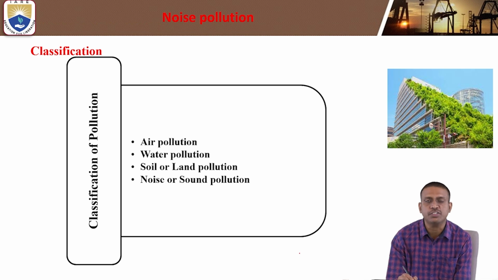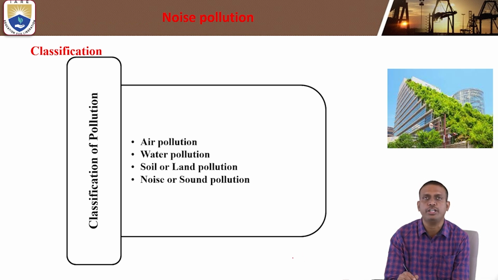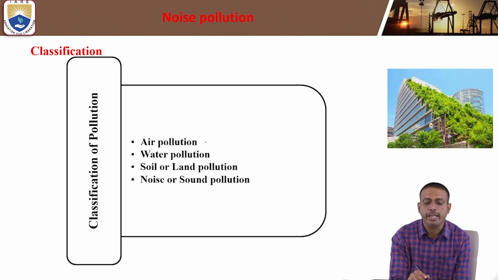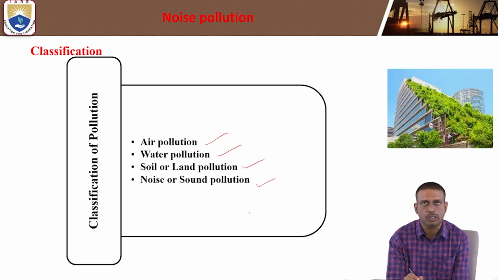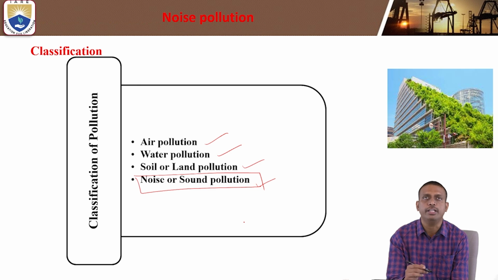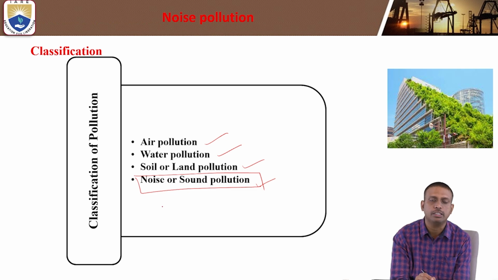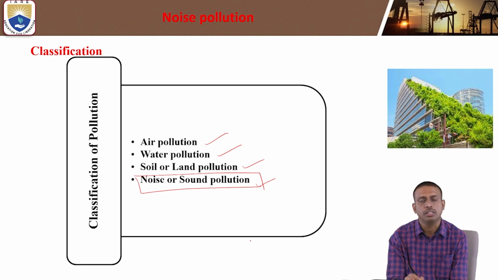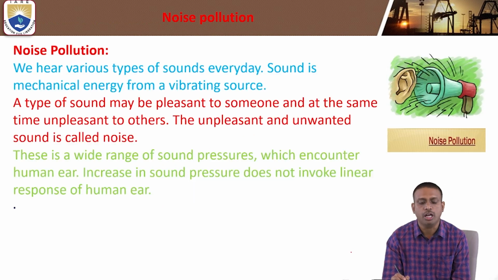Coming to the classification of pollution, pollution has been classified into the following types: air pollution, water pollution, soil or land pollution, and noise or sound pollution. All these are the classification of pollution. Today, we are going to discuss noise pollution, or sound pollution.